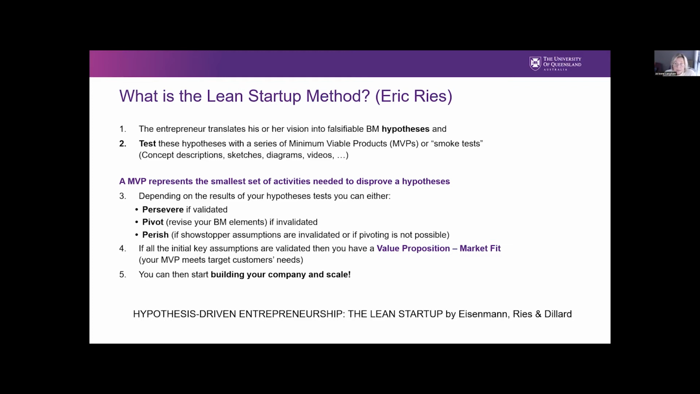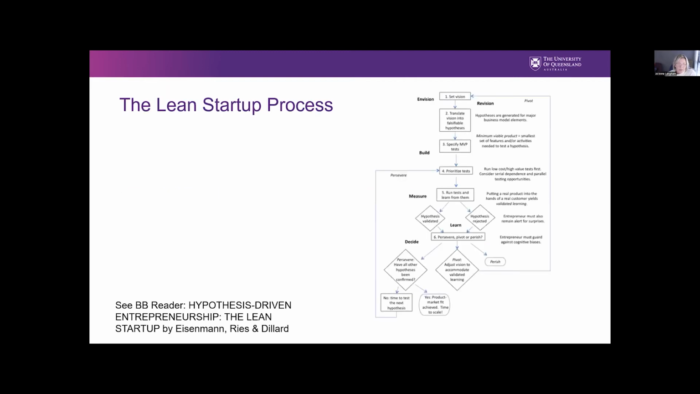If it's invalidated, then you might want to pivot and revise your actual business model, or you can choose to do nothing and potentially close the business or discontinue the idea, which is the perish concept. If all of the initial key assumptions are validated, then you have a value proposition market fit, and you can start scaling and building your company. But rarely does that happen as simply as that.